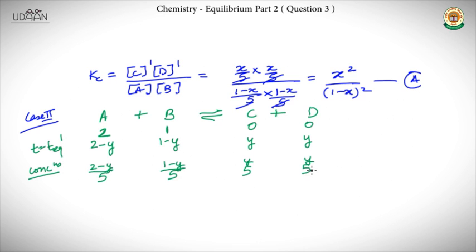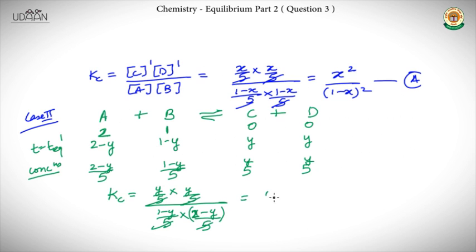Now I will find out Kc for this case, which will be Y by 5 into Y by 5 upon 2 minus Y by 5 into 1 minus Y by 5. I'm really sorry, it will be 2 minus Y for A and 1 minus Y for B. So we get Y square upon 1 minus Y into 2 minus Y. Let's say this is equation B.